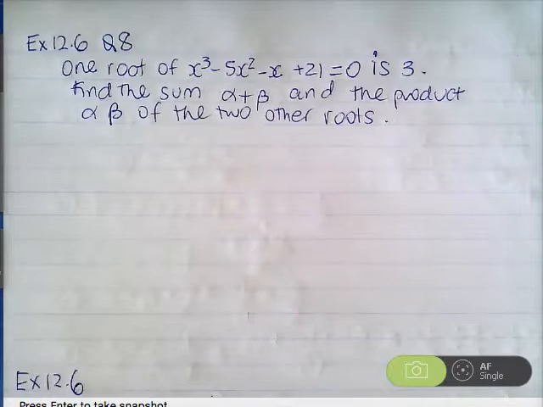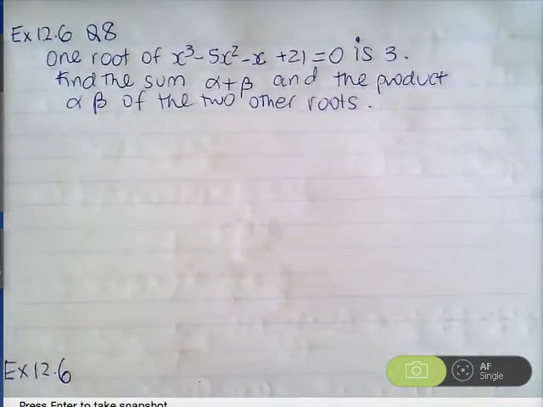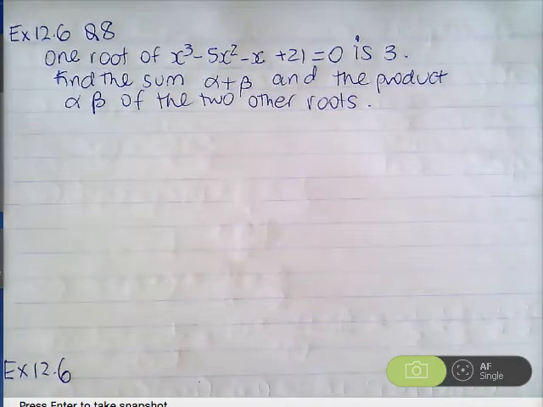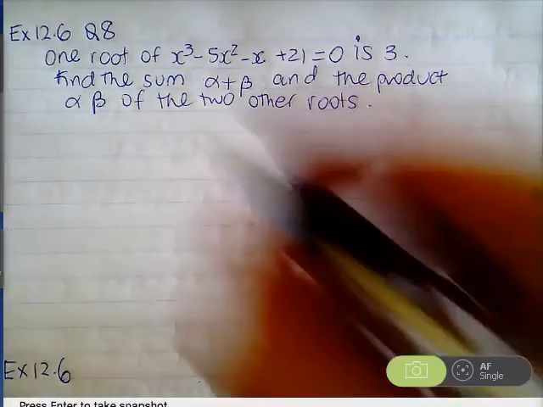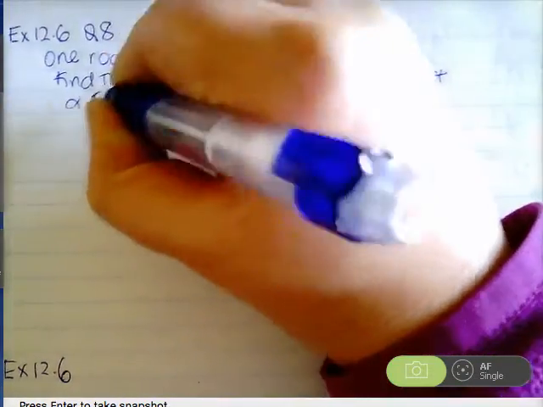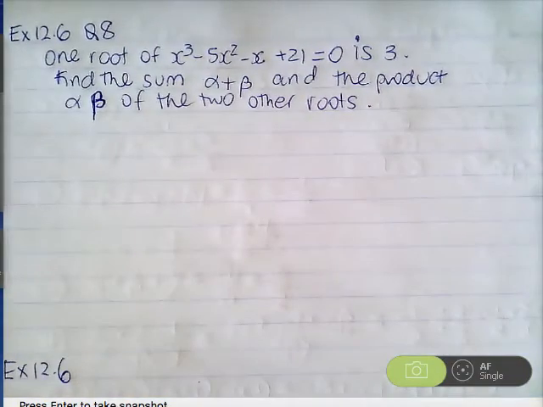Question 8 from exercise 12.6. It says one root of x cubed minus 5x squared minus x plus 21 equals 0 is 3. Find the sum of alpha plus beta, which is the other 2 roots, and the product alpha times beta of the other 2 roots. Girls, it doesn't matter if we call them alpha beta, because the first one was 3 and we're calling the other 2 alpha beta. You don't have to call them beta gamma.